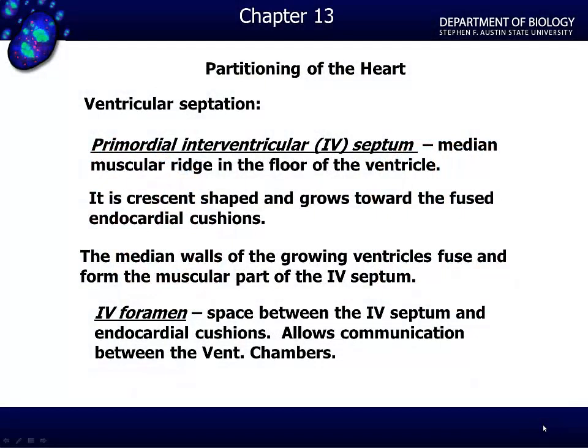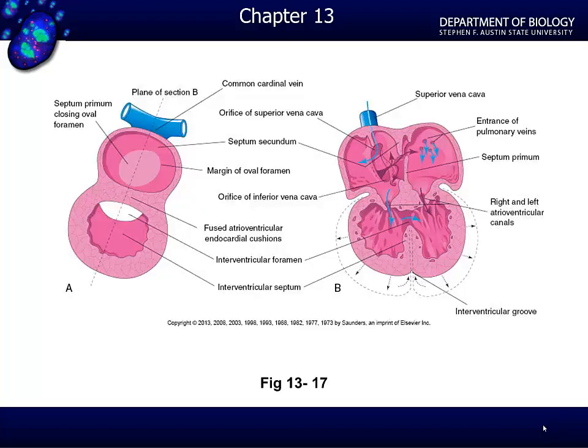Partitioning of the ventricle is much less complicated than what we saw in the atrium, and in fact, we're going to see a large trabeculae that's down in the floor of the ventricle, and this large crescent-shaped wall, and again, it's just like a big trabecular muscle. This is going to grow upward with the endocardial cushions toward that midpoint. But as it grows, we're going to see that there, again, is a small crescent-shaped opening that's going to allow the communication between the right and left ventricular chambers. And this opening is called the interventricular foramen.